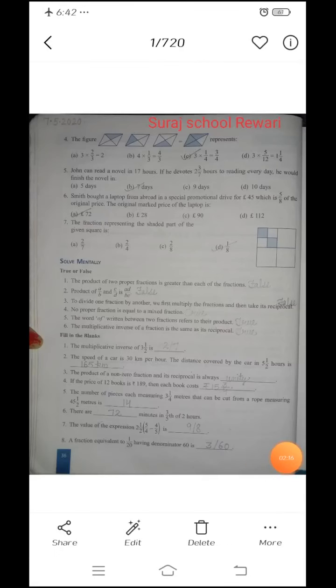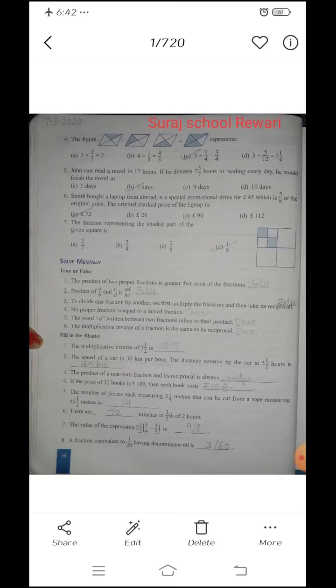Now, fourth question: there are given a left side and a right side. On the left side, 3 figures are given, and on the right side only 1 figure. See carefully the shaded part and unshaded part in the given figure. And when we see, option C is correct for this. It means C represents these figures.